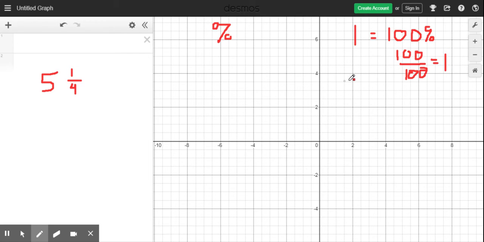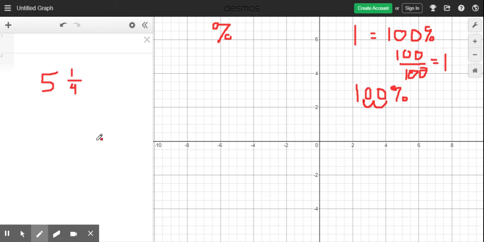Okay, now a shortcut way of doing this is to move our decimal 2 places to the right. So to convert from a decimal to a percentage, you're multiplying by 100. You move your decimal 2 places to the right. So the number 1 is the same as 100%. Then you put on that percent symbol.